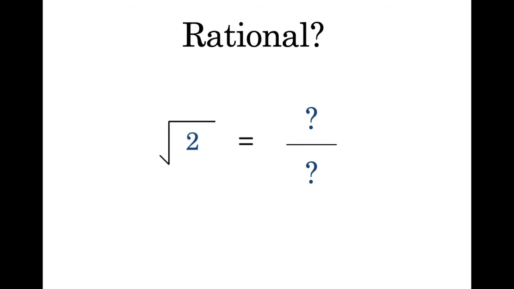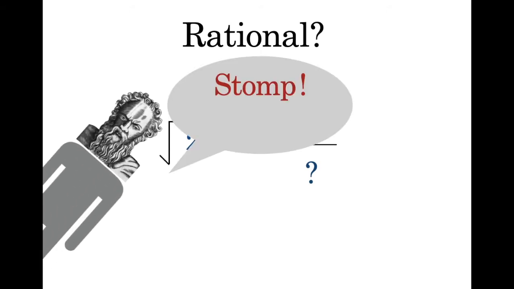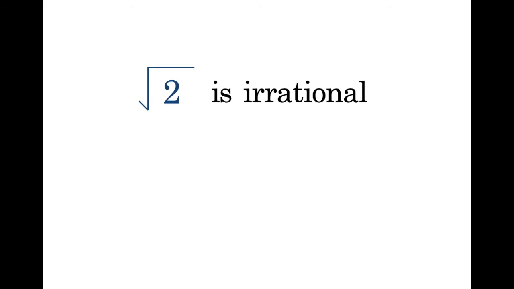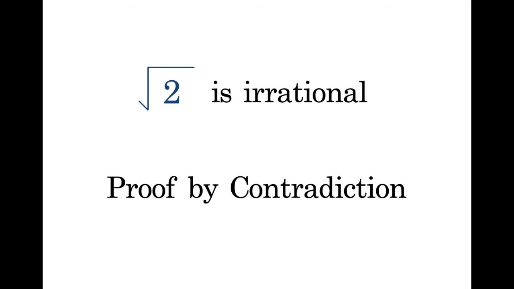But they thought wrong. This is, allegedly, where Hippasus came and stomped on their dreams. In this video, I'll show that the square root of 2 is irrational. That is, it cannot be expressed as the ratio of two whole numbers. The math we'll need for this is just basic algebra. At the same time, we'll look at how this argument is made, using a proof method called proof by contradiction.